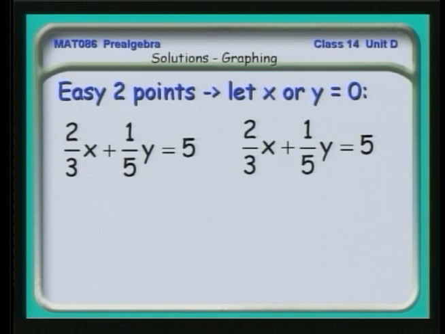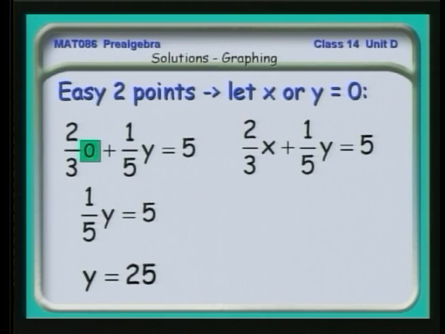And one of the things you can do is go for the easy points. For example, if you let x or y equal 0, one of those terms is going to go away, which will make your solution immediately easy. For example, if I put a 0 in for x there, I'm left with a relatively simple equation, 1/5 of y is equal to 5. Multiplying both sides by 5, I get y equals 25. So I've let x equal 0 in this case.